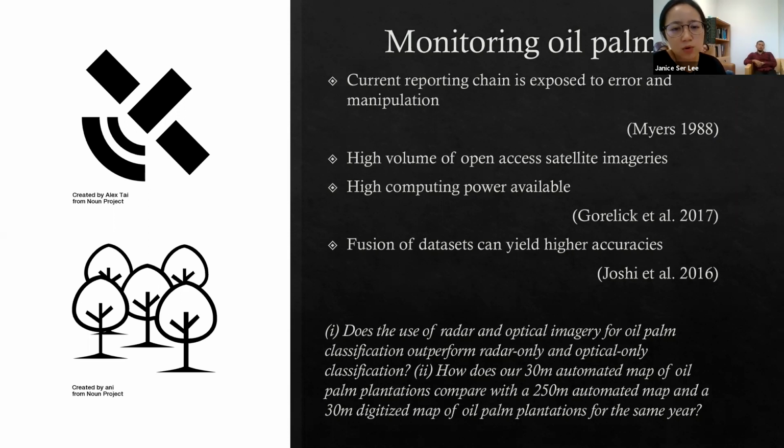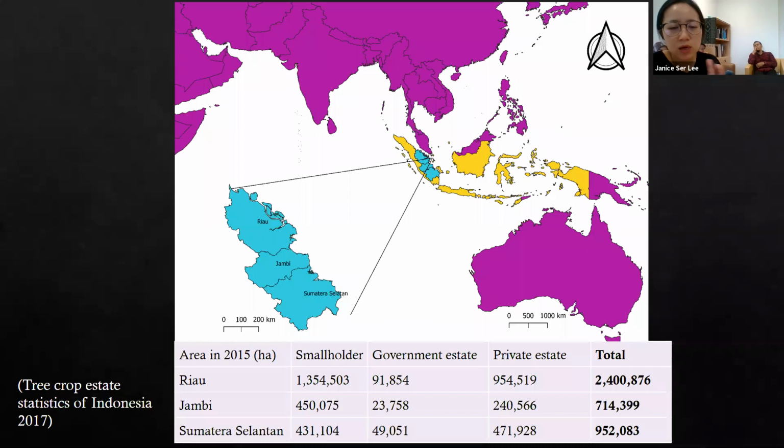And our second question was to look into this automated map of oil palm plantations and compare it with 2 other independently sourced oil palm extent maps. One is a 250-meter automated map, and another is a 30-meter digitized map of oil palm plantations for the same year. So for this, we looked into the 3 provinces of Sumatra, Riau, Jambi, and South Sumatra, which has got very high extents of oil palm. And I'll let Thuan elaborate more about how the methods of looking into Earth Engine for mapping oil palm from here.